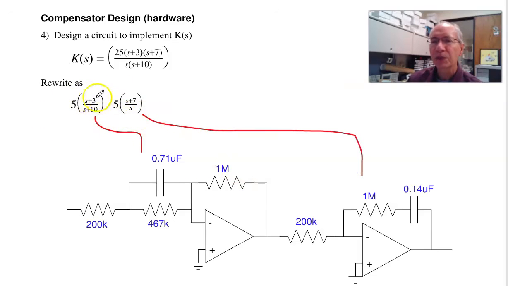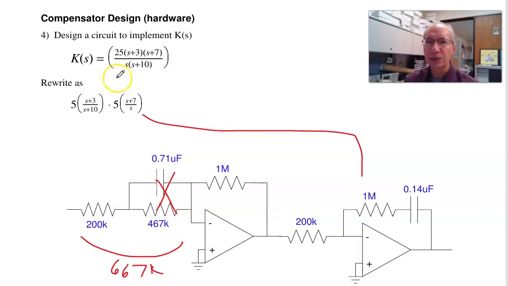For the lead, I've got 4 degrees of freedom, 3 constraints. So pick one at random. I'll let this be 1 meg. S goes to infinity, the gain is 5. S goes to infinity, this is a short, so that's 1/5 of meg. Next, let S go to 0. The gain should be 15 over 10. That says that the total resistance is 667K. This is 200K, there's the remainder. And then the capacitor sets the 0. For these two, 1 over RC is 3.